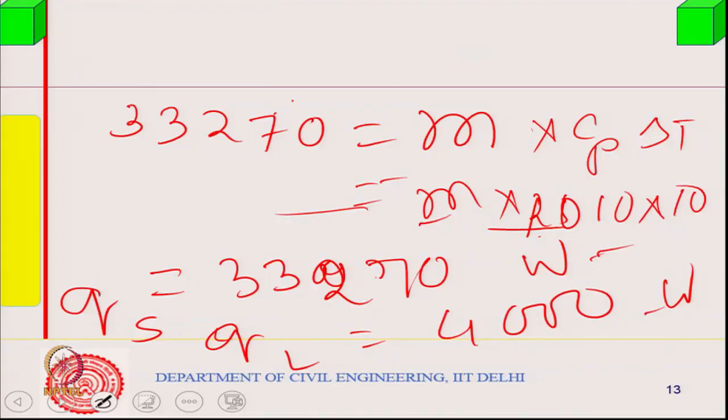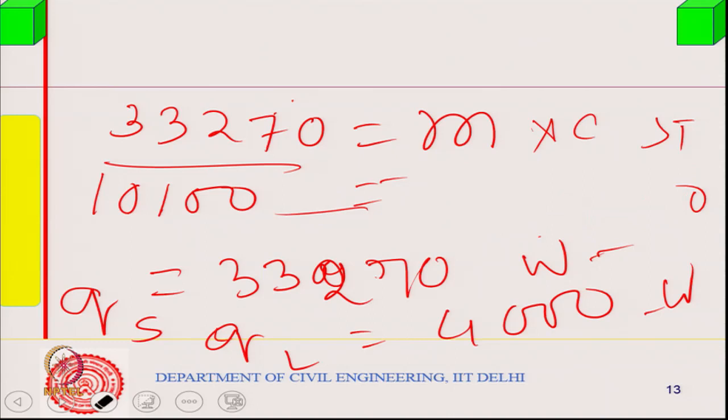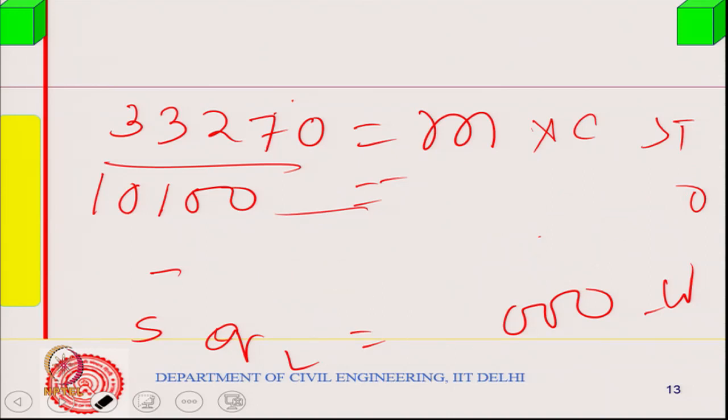So, if you divide 33,270 by 1010 into 10, that will be equal to your m. So, m will be equal to this, and this comes out to be 3.3 whatever it is. So, that is your mass flow rate.